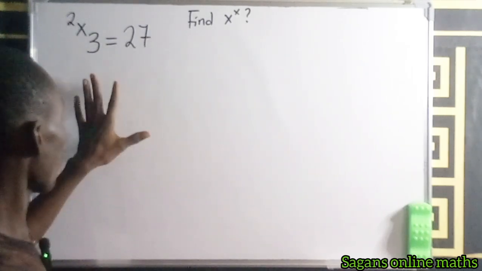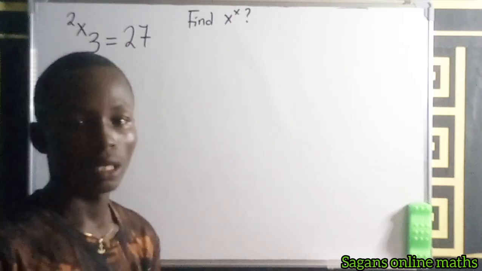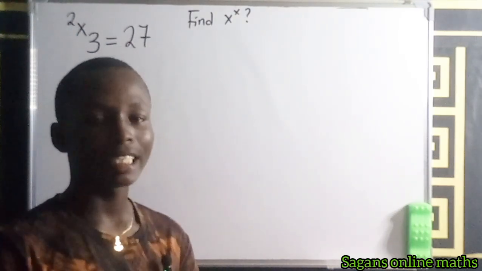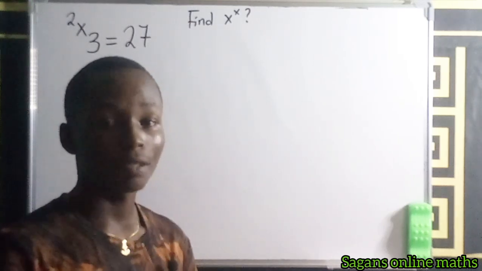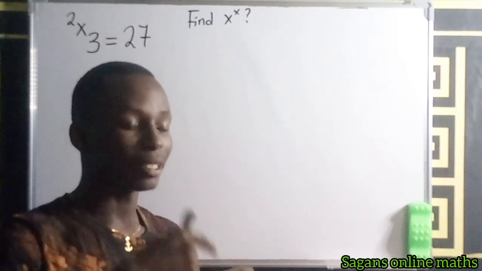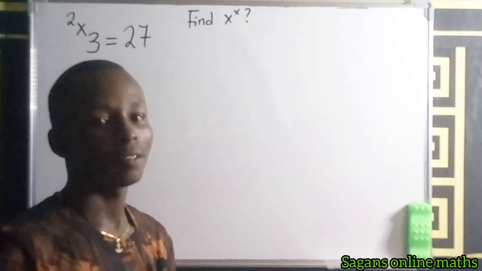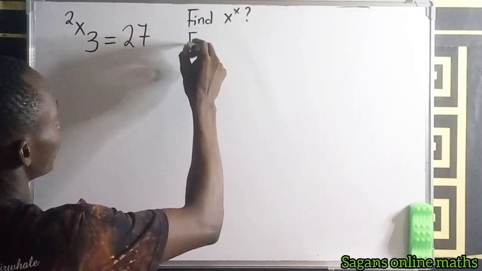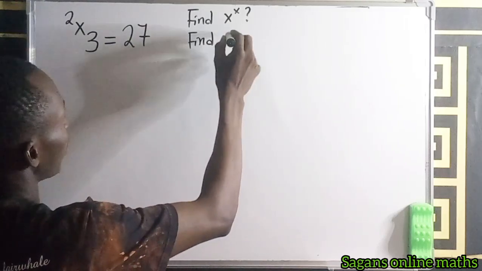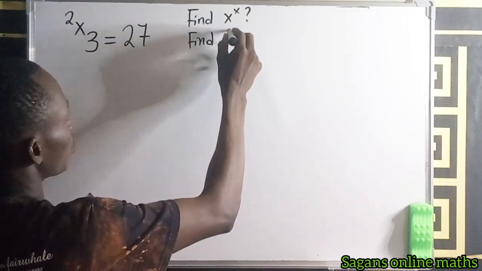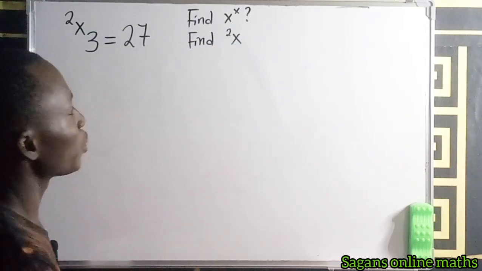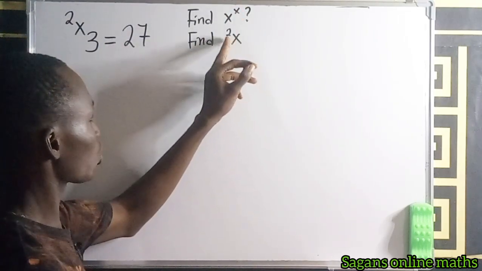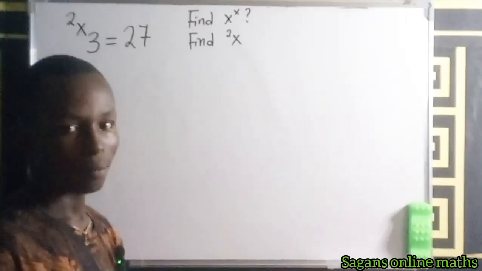Now, let me explain this. Tetration simply means when a number is raised to the power of itself severally. So you're not wrong if you decide to write this as find x tetration 2, because tetration simply means when a number is raised to the power of itself severally. So x tetration 2 is the same as x to the power of x.